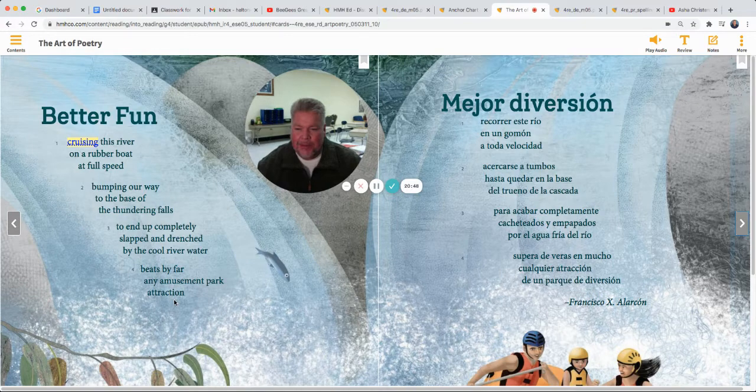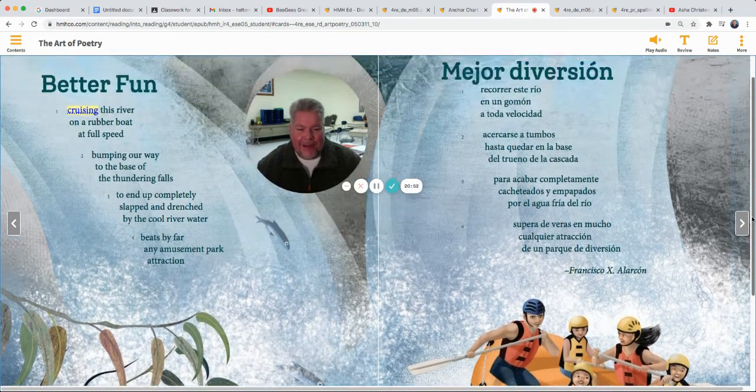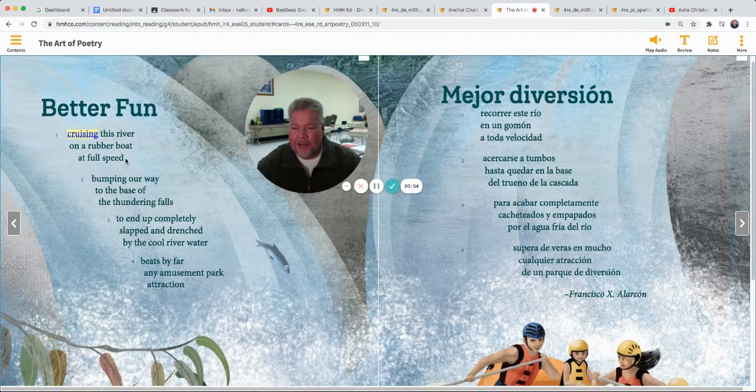So they're whitewater rafting, aren't they? They're riding a rubber raft through the water, full speed, moving quickly. Visualize there. What would you feel if you were in there?